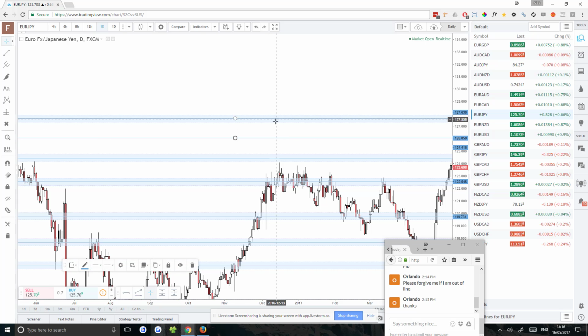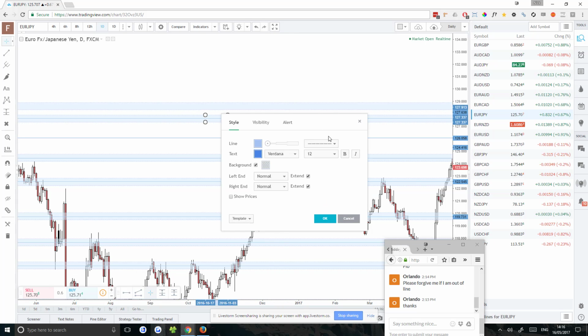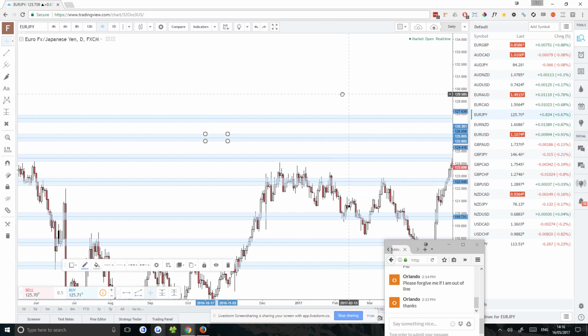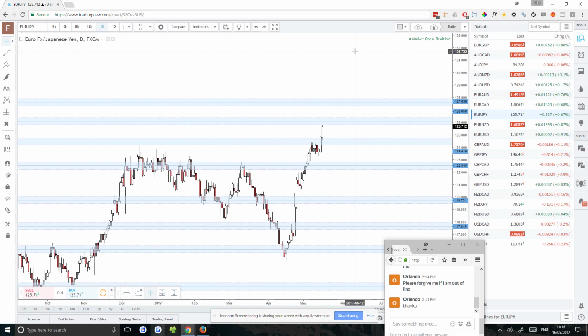I'm gonna place it. I'm just gonna place it. We'll just see what happens when price reaches the area. It's very close to it right now. We'll see if it stalls here. We'll just see what happens. We'll keep a close eye on EuroJPY.